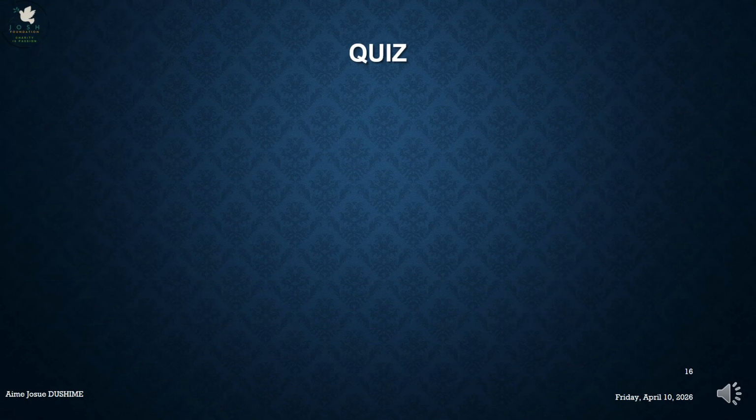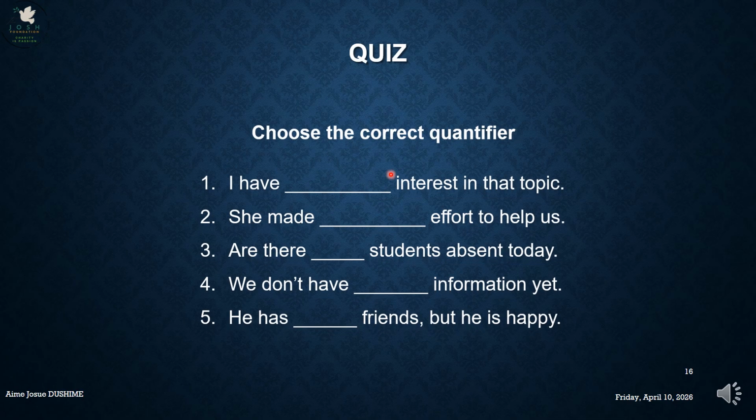Let's complete the quiz. Choose the correct quantifier. I have dash dash interest in that topic. She made dash dash effort to help us. Are there dash dash students absent today? We don't have dash dash information yet. He has dash dash friends, but he is happy.